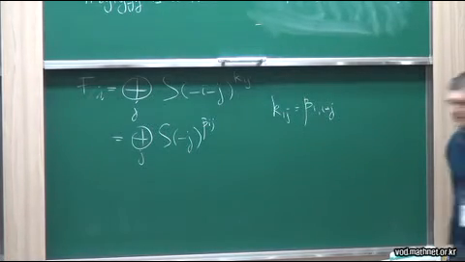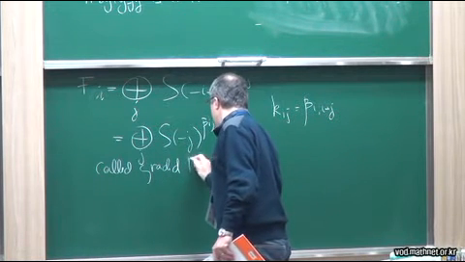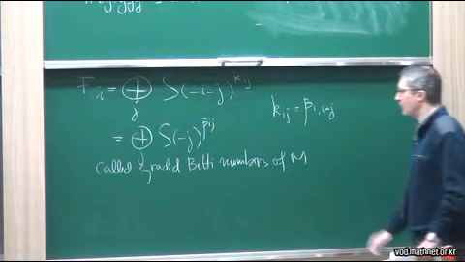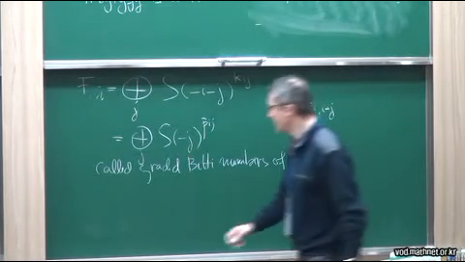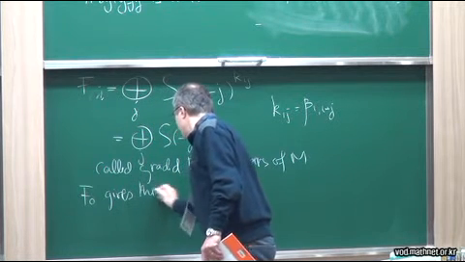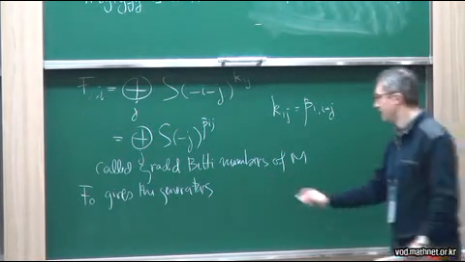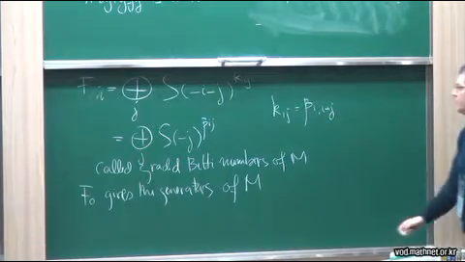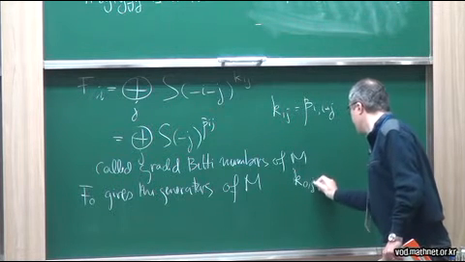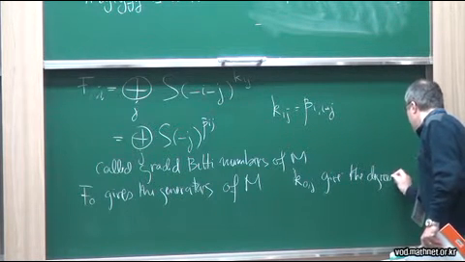And what are the meanings of these numbers? So these are called graded Betti numbers of M. So what's the meaning of these? So F naught, as Miles mentioned, because of minimality, gives a minimal system of generators of M. And this K0 j gives the degrees of the generators.